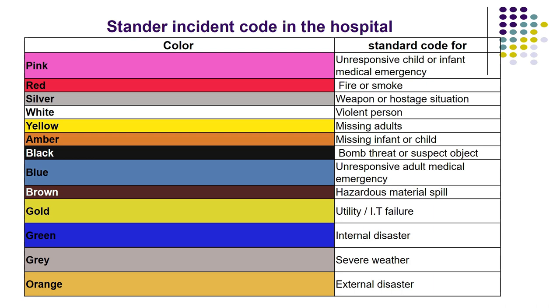Okay, now let's talk about the standard incident code in the hospital. Okay, the hospital also implements the standard code. If there is an incident happening, the message will go through a specific code. A code is designed in the hospital, and all the hospital staff as well as the security guards know about this code. Okay, pink code is unresponsive child or infant medical emergency. Okay, if anybody passes the message, there is a pink, it means you have to understand the unresponsive child or infant medical emergency. Red means fire and smoke.